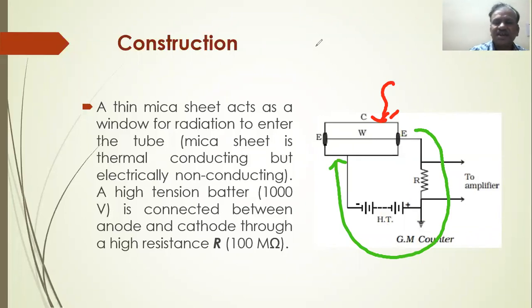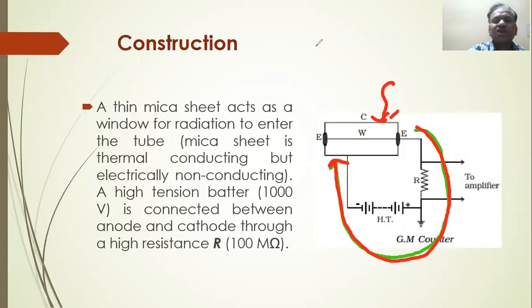I'll repeat once again. When the radiation has entered, a primary electron, secondary electrons, like that an avalanche of electrons is produced. This electron will be attracted by the anode like this, it will flow in this manner, and finally it is collected. For this whole mechanism, some time is required.